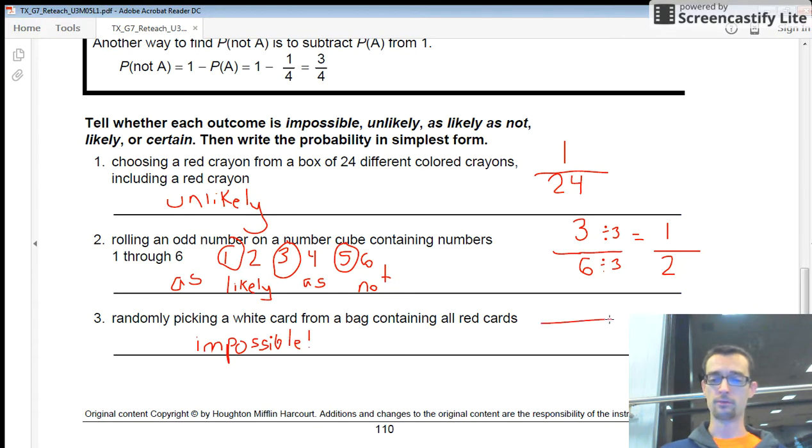All right, and the mathematical probability of getting a white card from a bag of all red is a fraction. The numerator is the number of the things I want. So I want a white card. How many white cards do I have? 0. Denominator is the total number of cards, which in this case it doesn't tell me, but that doesn't matter because 0 over anything is still 0. It doesn't matter how many cards are in that bag. It's impossible to get a white one.